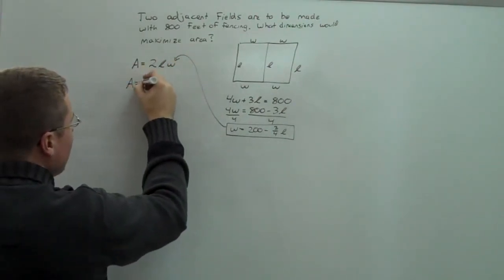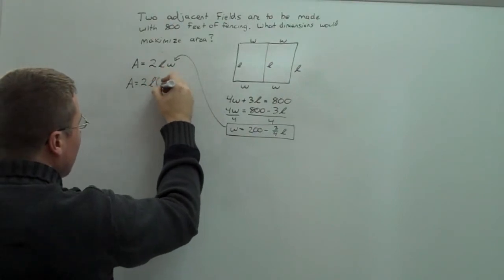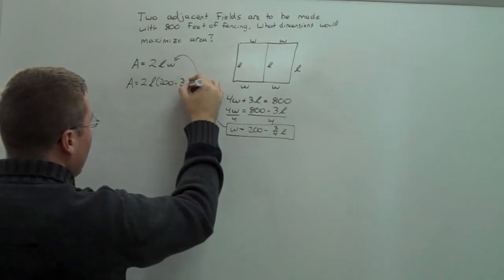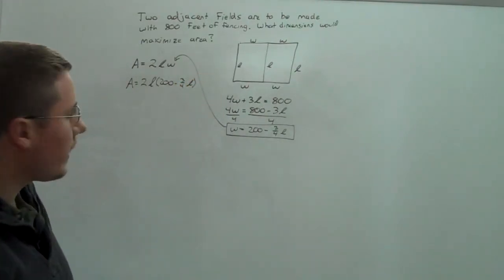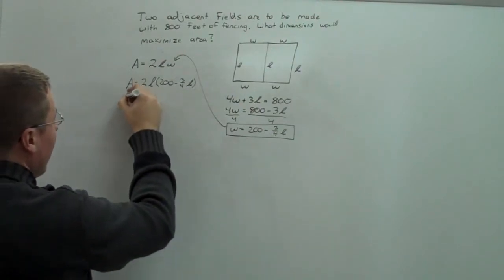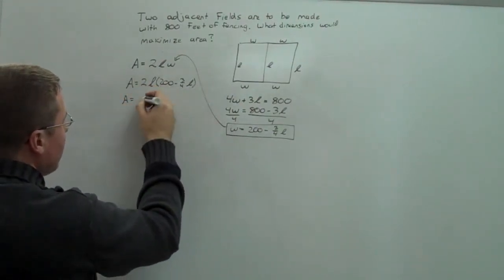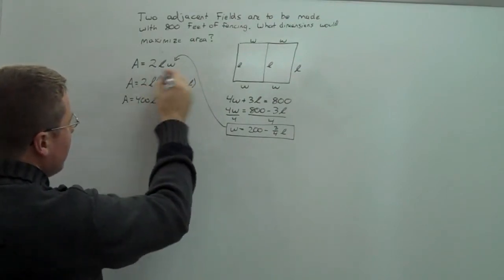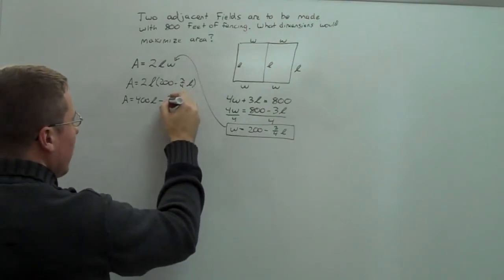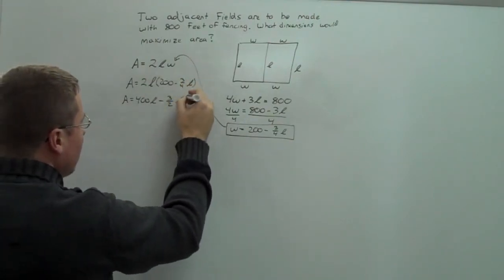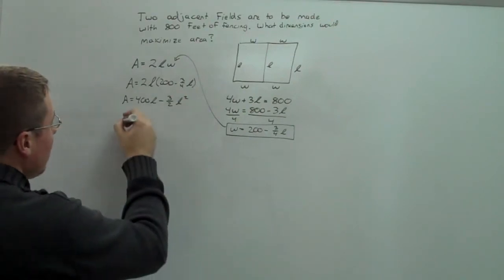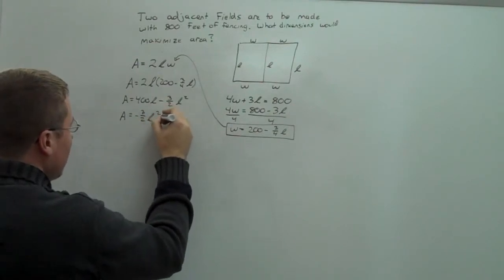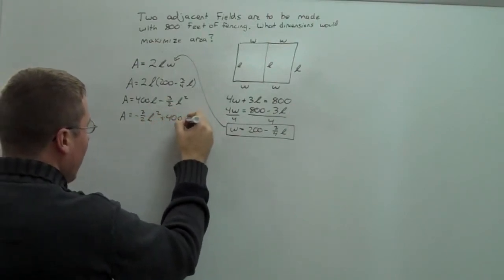So my area is going to equal 2 times length times 200 minus 3/4 of my length. Okay, I'm going to distribute this, so I get A equals 2L times 200 is 400L, minus 2 times 3/4 is 3/2, and L times L is L squared. I'm going to put this in a much more familiar form, just by reordering. A equals negative 3/2 L squared plus 400 L.